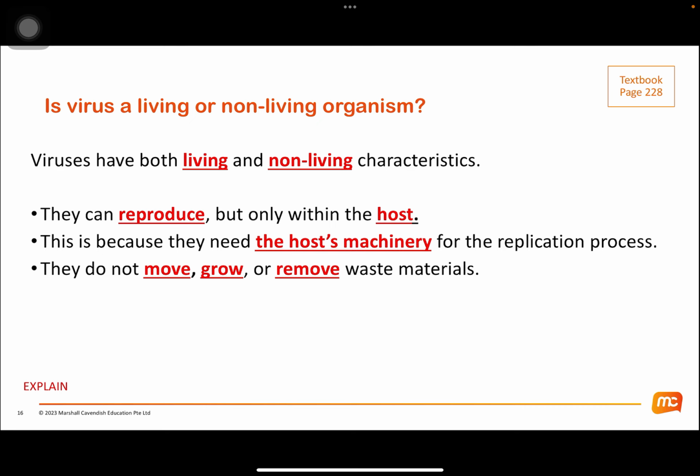As compared to living organisms, they do not move, they do not grow, and they do not have the ability to remove waste materials. Hence, it seems to be more of a non-living organism as compared to living organisms. So this is still open to discussion, and I hope to hear more from you in the classroom. If you are interested, please do more research to find out and come to a conclusion for your own learning.